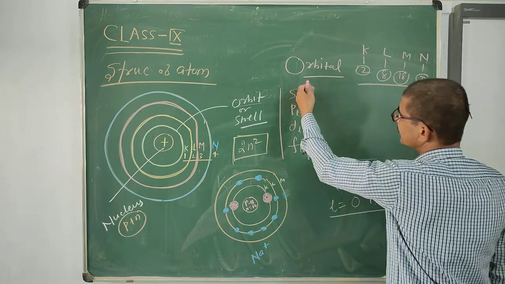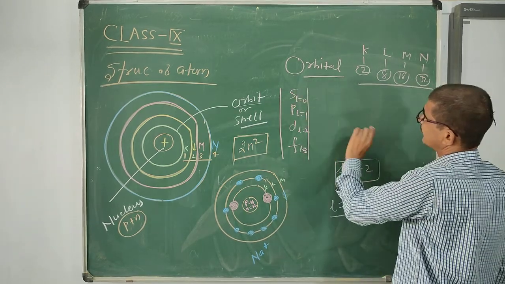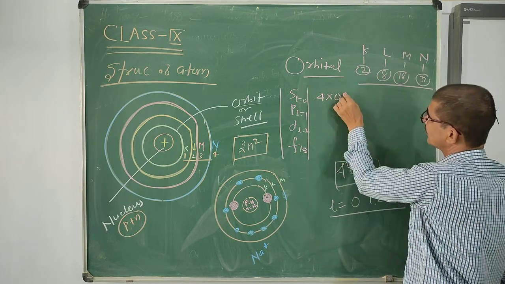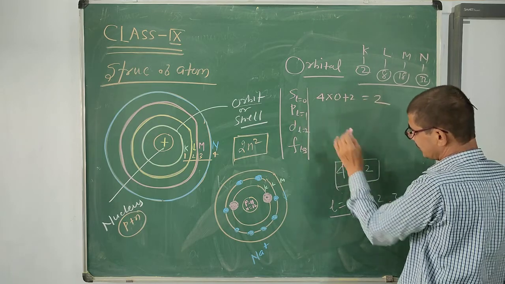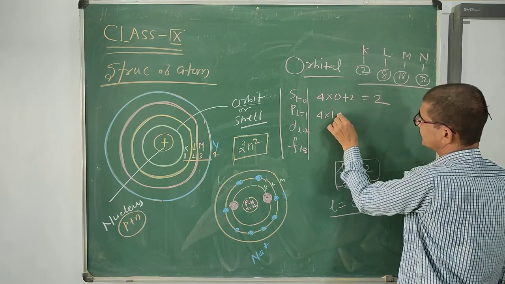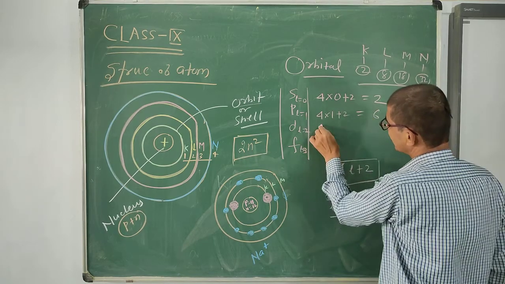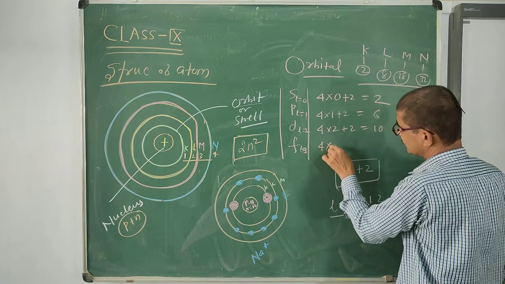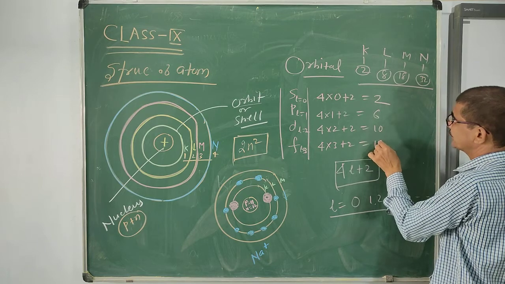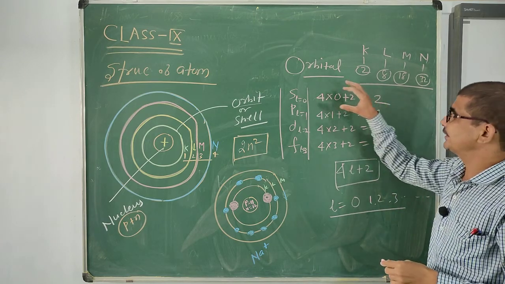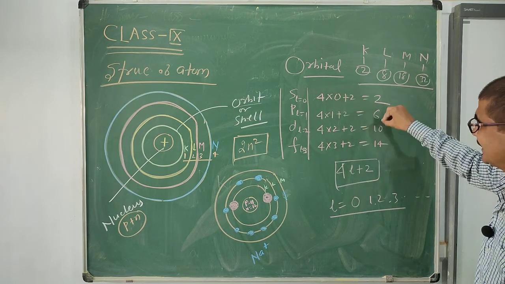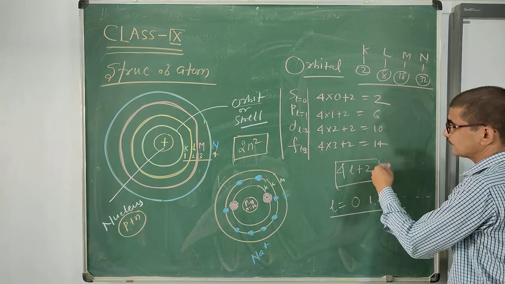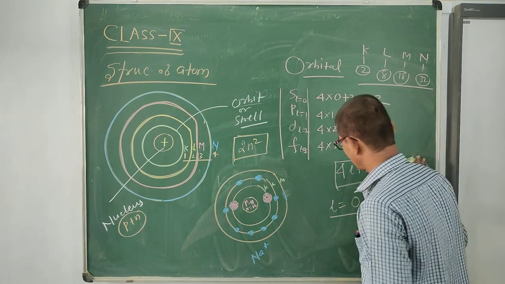Now, how many electrons are present in an S orbital? With the help of this formula, 4 into 0, because the value of L is 0, plus 2 equals 2. For P orbitals, 4 into 1 plus 2 equals 6. For D orbitals, 4 into 2 plus 2 equals 10. And for F orbital, 4 into 3 plus 2 equals 14. So the maximum electrons present in the s orbital is 2, p orbital is 6, d orbital is 10 and f orbital is 14. So this is the formula for calculating the number of electrons in an orbital.